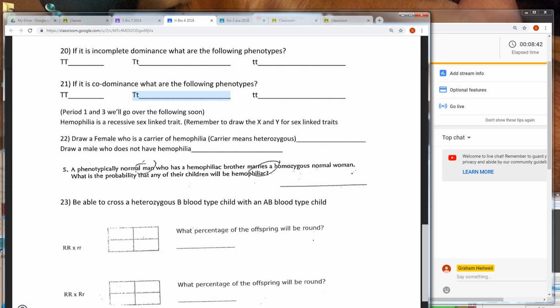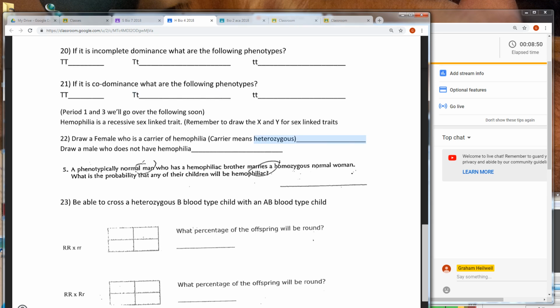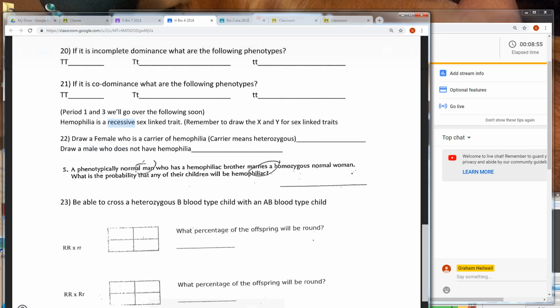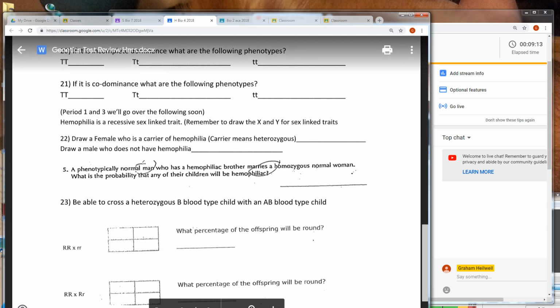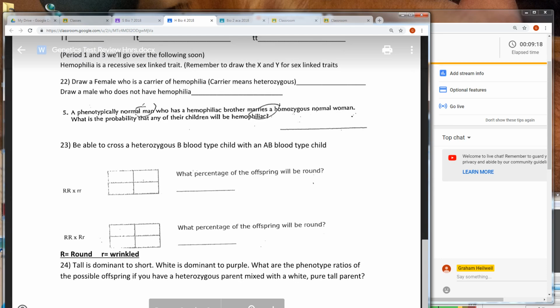Carrier of hemophilia, heterozygous. These are carriers. She's a female, so XX. What kind of H's? Heterozygous, big H, little h. Male, who does not have hemophilia. Hemophilia is recessive. If he does not have it, that means he's got dominant letters, so X, capital H, and a Y. Normal man, X, capital H, Y. Hemophiliac brother, we don't need to know that. Marries a homozygous normal woman, so that's XX, capital H, capital H. Probability of hemophiliacs? 0. They're going to get a capital letter no matter what from everybody. So no chance of being a hemophiliac.